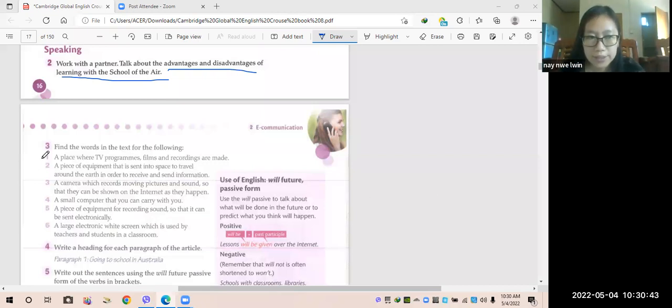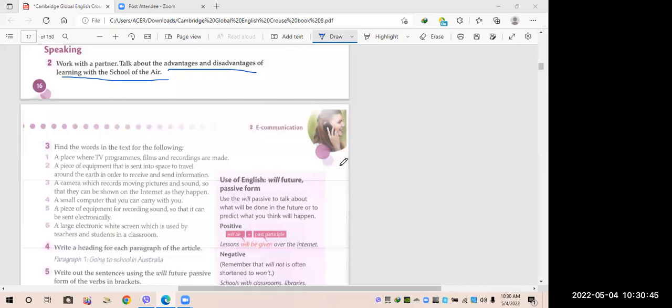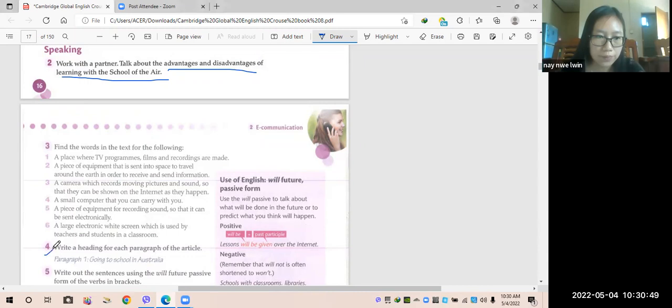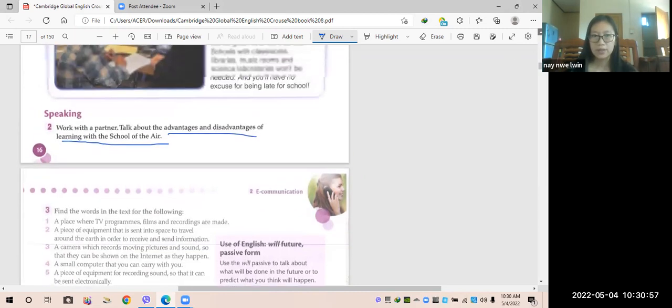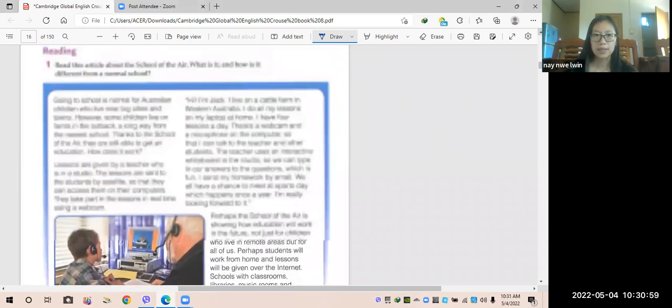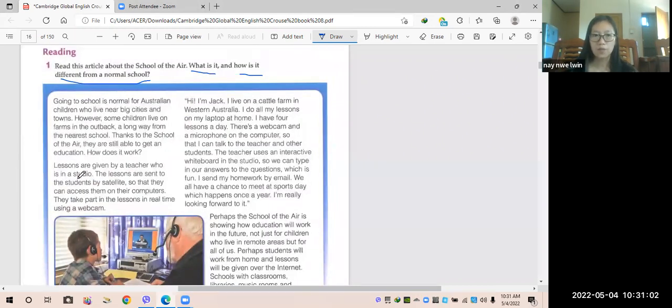So have you got all the answers for number 3? Yes, we have. Okay, so we will move to number 4. Number 4 is: write a heading for each of the paragraphs of the article. So there is only a big heading, right? This time you have to write a subtitle for each of the paragraphs.